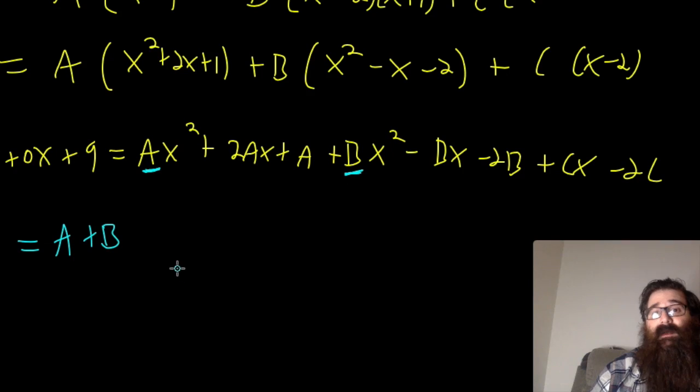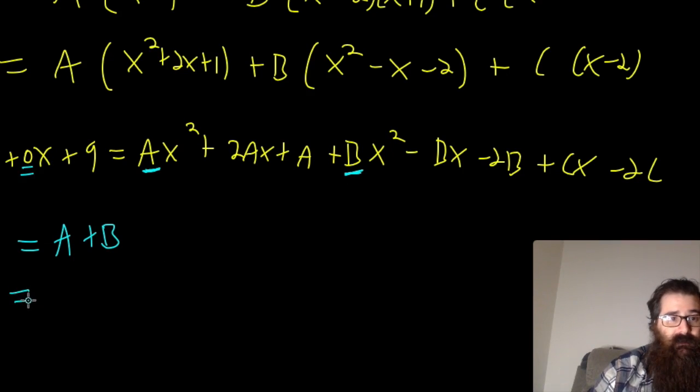Let's talk about x. What do I got on the left? No x's. That's a 0x. So 0 on the left. What about on the right? I have 2ax minus bx plus cx. So just the coefficients, that's 2a minus b plus c.